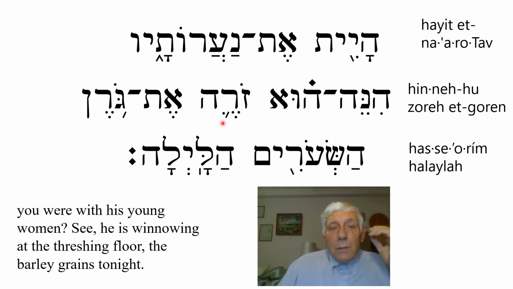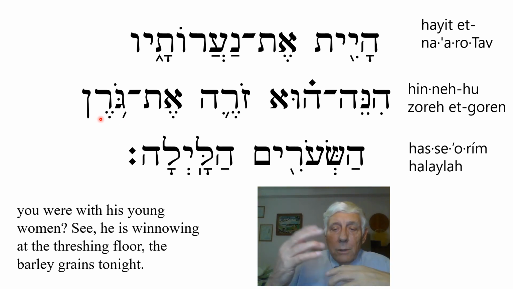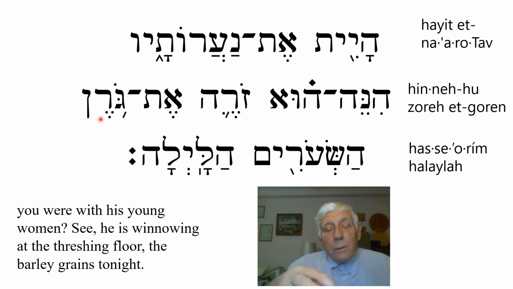But it's like I said, goren. Goren is the place where the wheat is separated from the chaff. The grain stays down. The valuable stuff stays in place. The weak stuff gets thrown away. The chaff is thrown out.